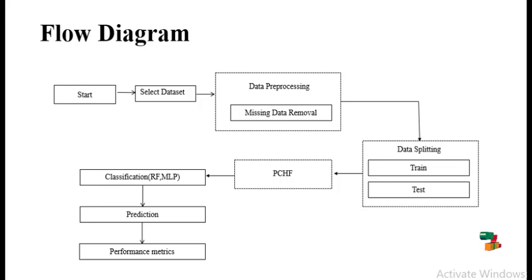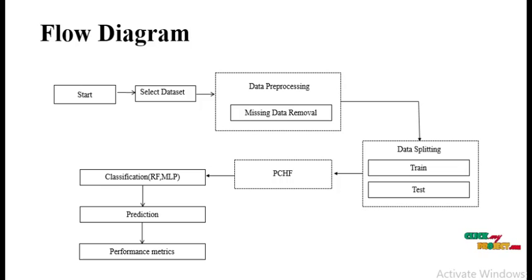Initially we are going to select a dataset. The dataset we selected from the Kaggle website is named the heart failure dataset. After that we are going to load the dataset to the pre-processing step. Pre-processing is nothing but removing null values and replacing those null values with 0, and also cleaning the data, which means it will remove the irrelevant data also.